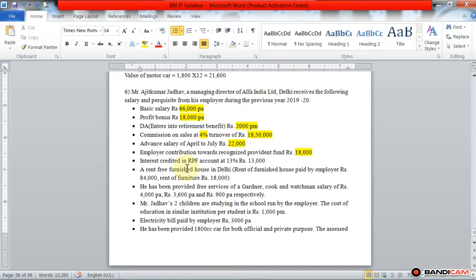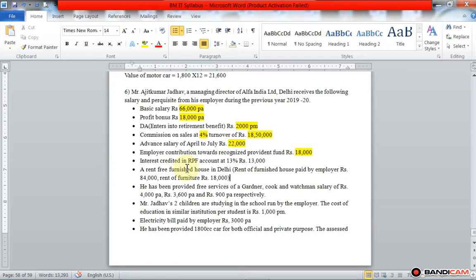Then interest credited in RPF 13%, rupees 13,000. So remember the tax treatment for interest credited to the RPF, that is 9.5% is exempted, up to 9.5%. Here interest credited to the RPF is 13%, so the portion above 9.5% is taxable. So we have to compute the exempted interest.